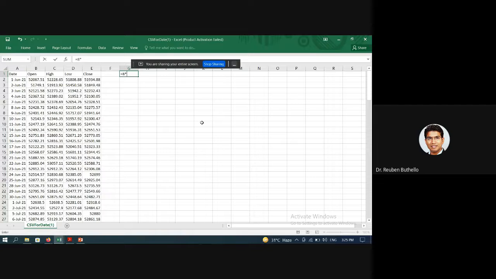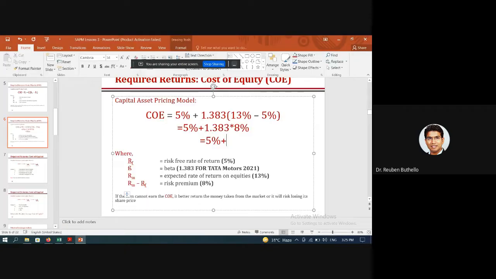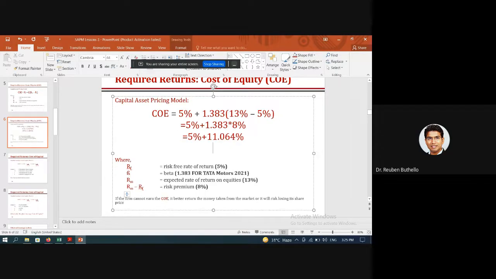8 into 1.383, that is 11.064%, and this is equal to 16.064%. So can you see my cost of equity? It means if I am an investor in Tata Motors during the last 6 months, I would want to see Tata Motors giving me 16% dividend. All right, that is what I expect from Tata Motors as such.